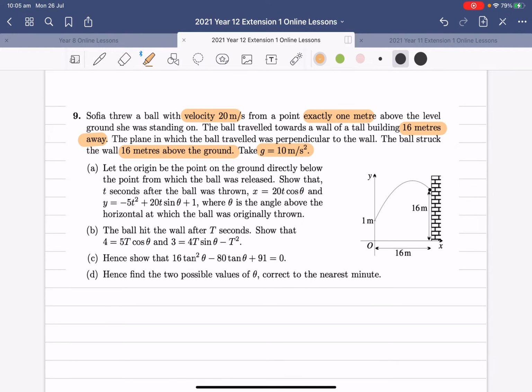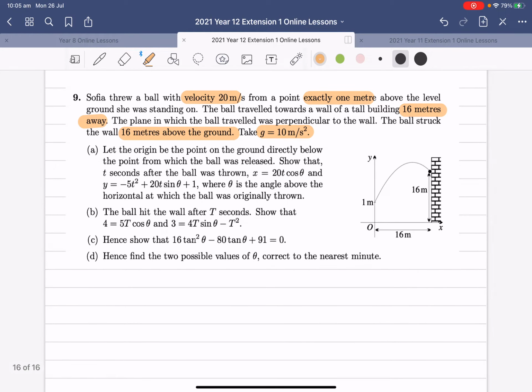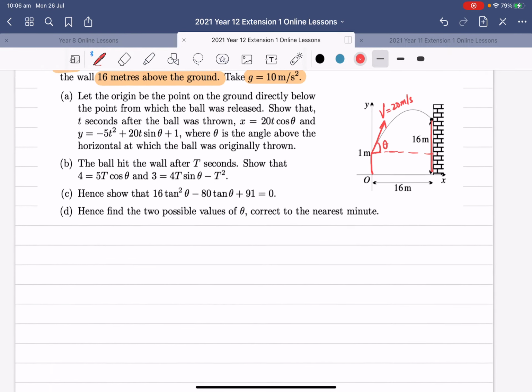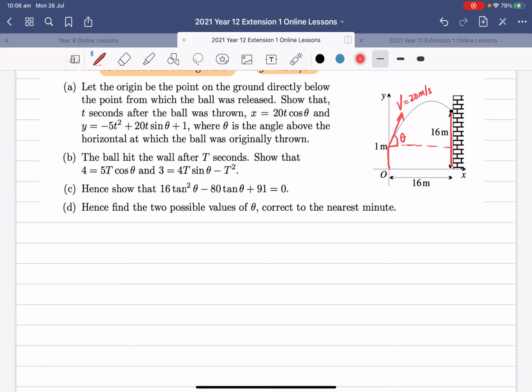Okay, so I've got all the information drawn on the picture as well, so that's sort of enough. I just need to add a few things. If you think about this, that's the angle here, and the initial velocity is equal to 20 meters per second. And that's about it. And that's 1, and that's 16. All right, so let's start with the question. Let the origin be the point on the ground. So this is the origin.